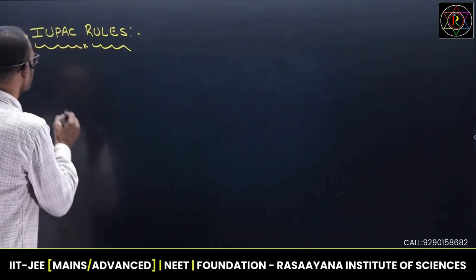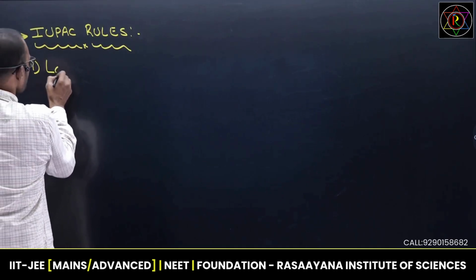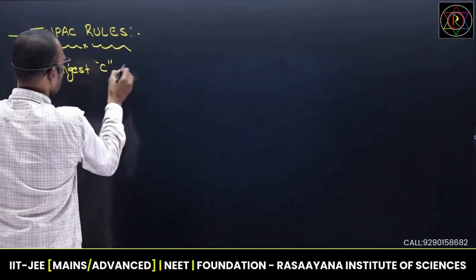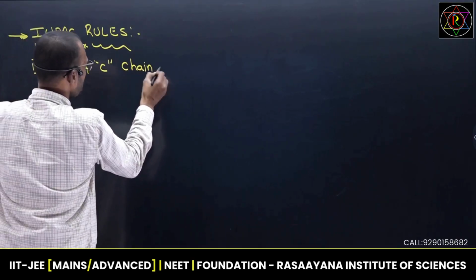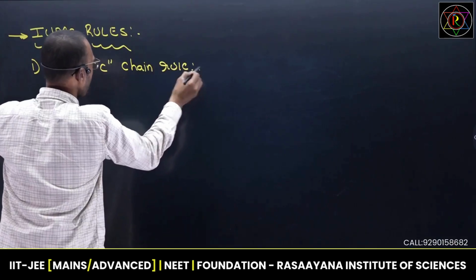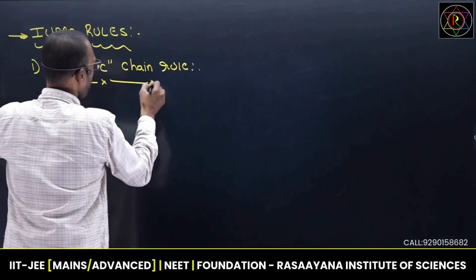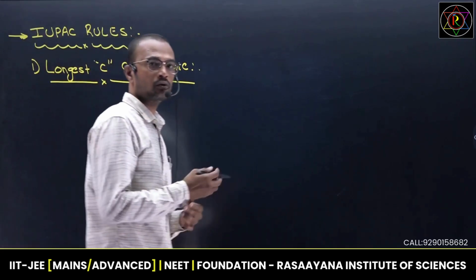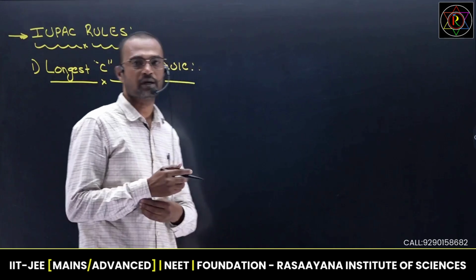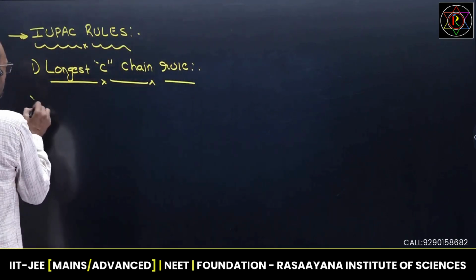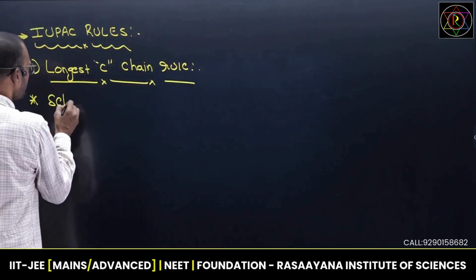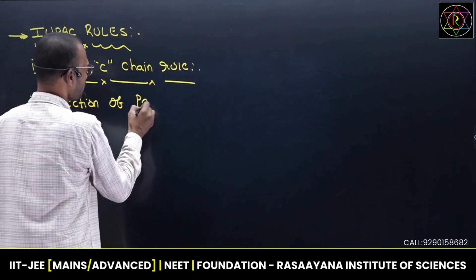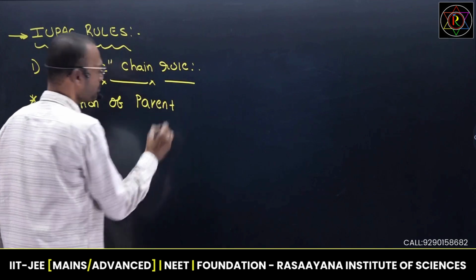So the first one is the longest carbon chain rule. What is the longest carbon chain rule and how is it helpful for selection of a parent chain? This is mostly helpful for selection of a parent chain. It is used for selection of a parent chain.